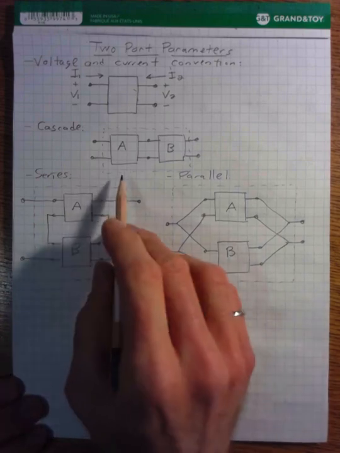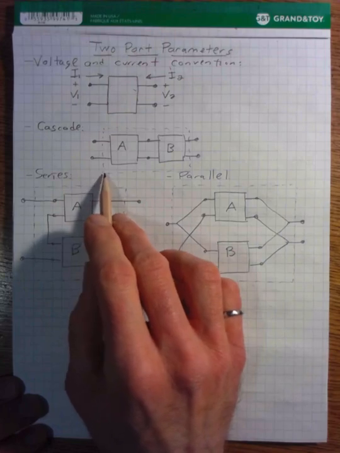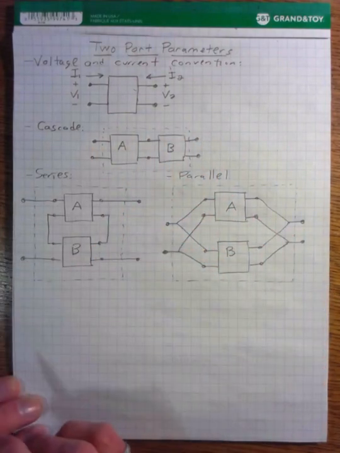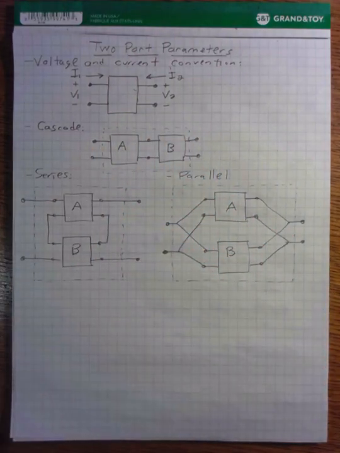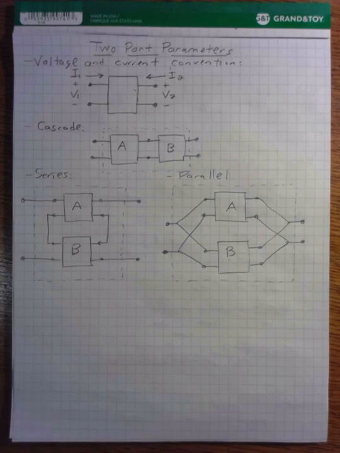And so it turns out that if we're going to be cascading two-port systems, the ABCD parameters are the most convenient to work with. And so that's what we're going to be focusing on. I won't be talking about the other ones, but just be aware that they do exist. And if you find yourself connecting two-port systems in other ways, you can look into those and they might be easier for you.